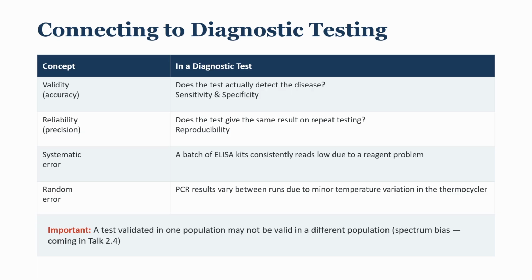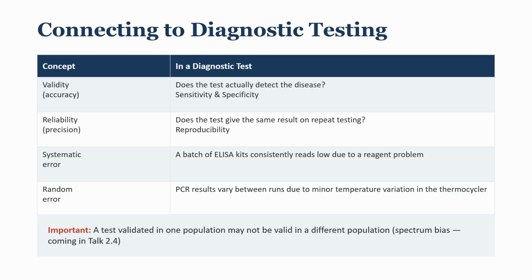Systematic error in testing shows up when something is consistently wrong across a batch of tests, like a poorly stored reagent that consistently suppresses signal, causing the assay to read low. This is a validity problem that may not be obvious unless you're running quality controls. Random error in testing shows up as run-to-run variability, such as PCR results that vary between replicates, for example, due to minor variation in thermocycler temperature. This is a reliability problem that you can partially address by running samples in duplicate.